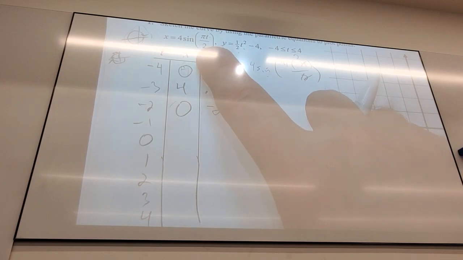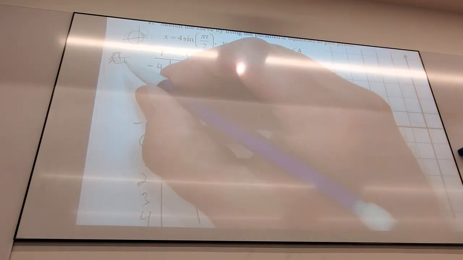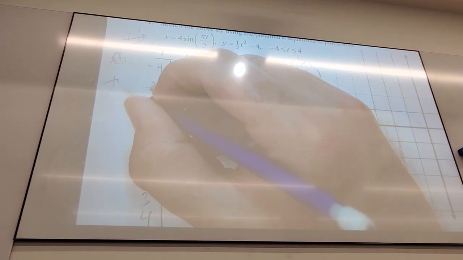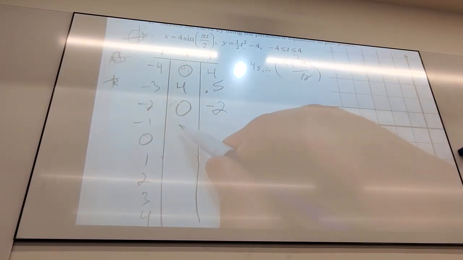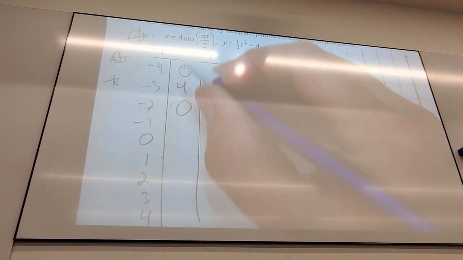-1, you get negative pi over 2, right? Where's negative pi over 2? It's where 3 pi over 2 is. Good. And what's the sine there? -1, good. Times 4 is -4.